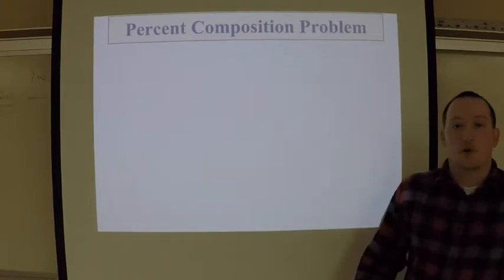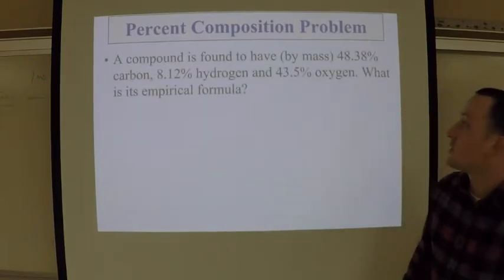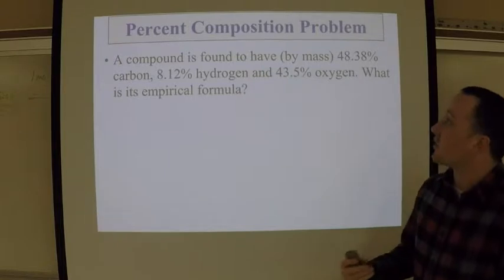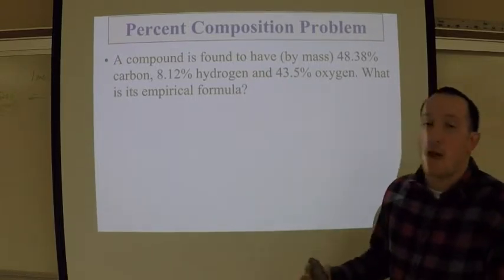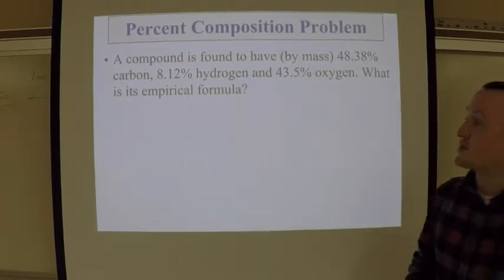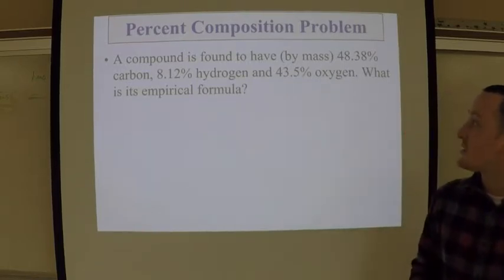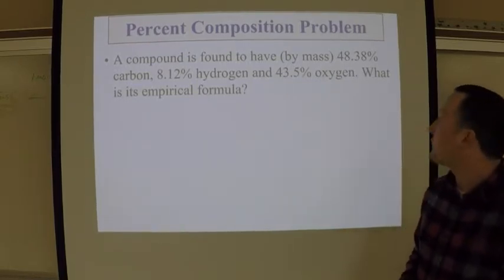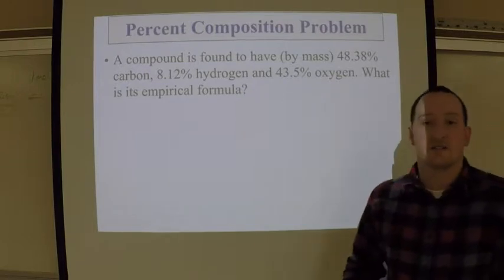Now let's go over another practice problem. So on your notes page, you should have this problem. It says a compound is found to have, by mass, 48.38% carbon, 8.12% hydrogen, and 43.5% oxygen. What is its empirical formula?